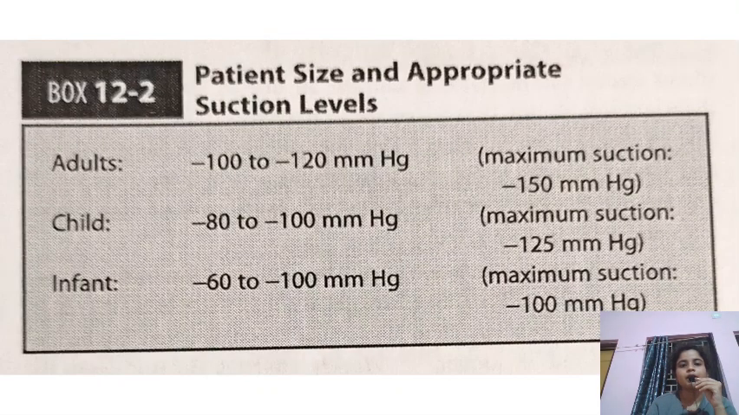Then what are the suctioning levels? In adults it is around 100 to 120 mm of Hg in case of open suction. In closed suction the limit can be around 160 mm of Hg. This is the maximum, 120 in open suction and 160 in closed suction, and in open suction suction up to 150 can also be used at maximum. Then for a child, 80 to 100, and the maximum can go up to 125. For an infant, 60 to 100, and the maximum can go till 100.